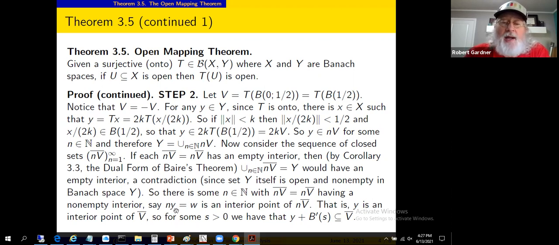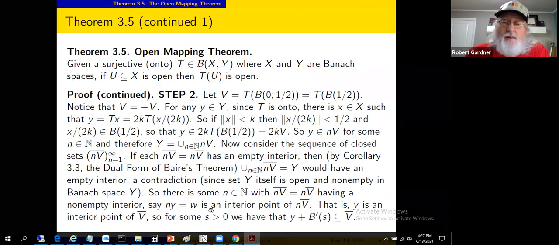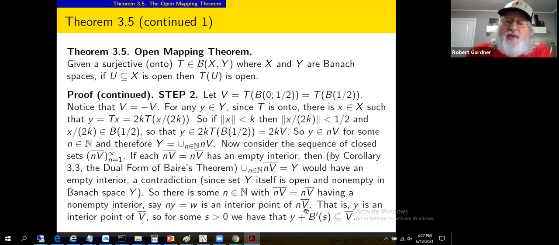W is of the form n times y. Right, we've chosen something in V closure. Remember, V was the transformation up here of B of a half. So anyhow, V and V closure are vectors in Banach space Y. So n times y equals W for some y here, and this is an interior point of n times the closure of V. It must have a non-empty interior. There's a thing that's in that interior. So if we have ny as an interior point of n times V closure, in a very crude sense, we can cancel the n's and draw the conclusion that y is an interior point of V closure.